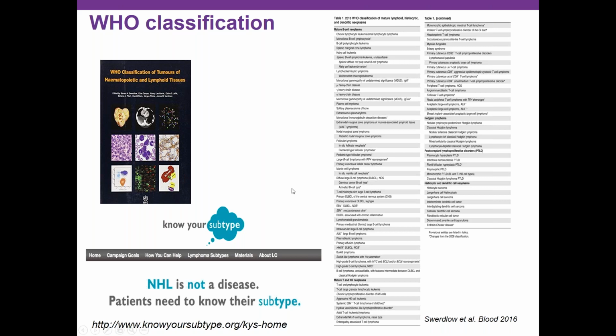Thus, I do like this quote that describes non-Hodgkin lymphoma not as a disease on its own, or that designation itself is not the diagnosis. We really need to know what type of non-Hodgkin lymphoma someone has. Thus, patients and providers really need to know their subtype.